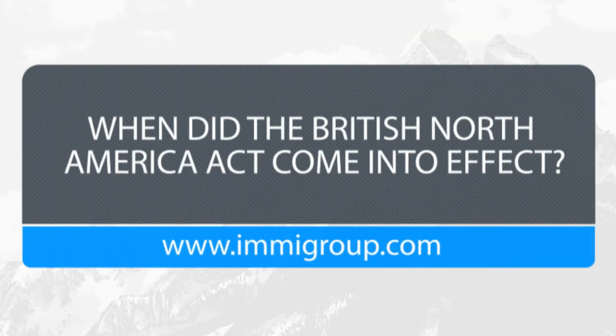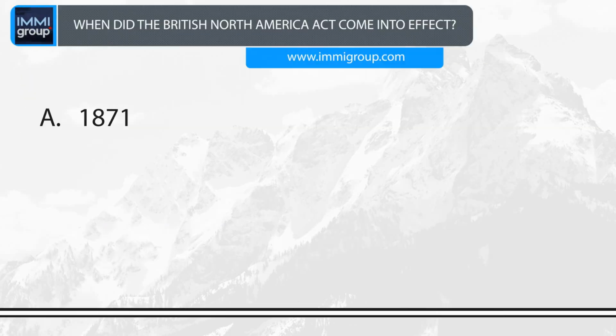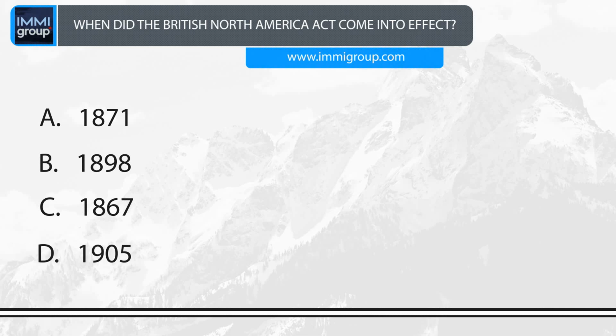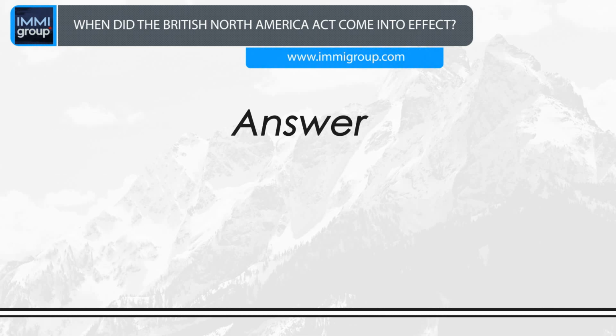When did the British North America Act come into effect? A. 1871. B. 1898. C. 1867. D. 1905. Answer: 1867.